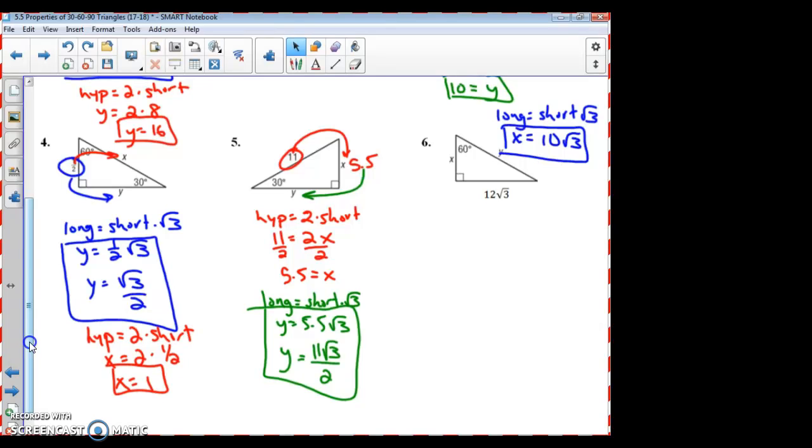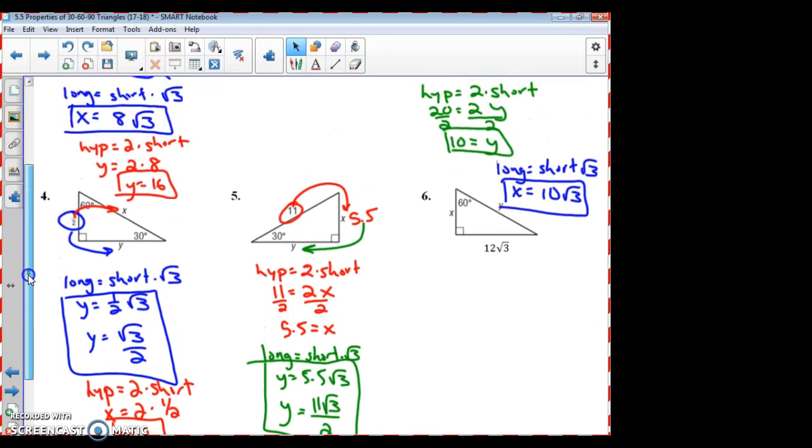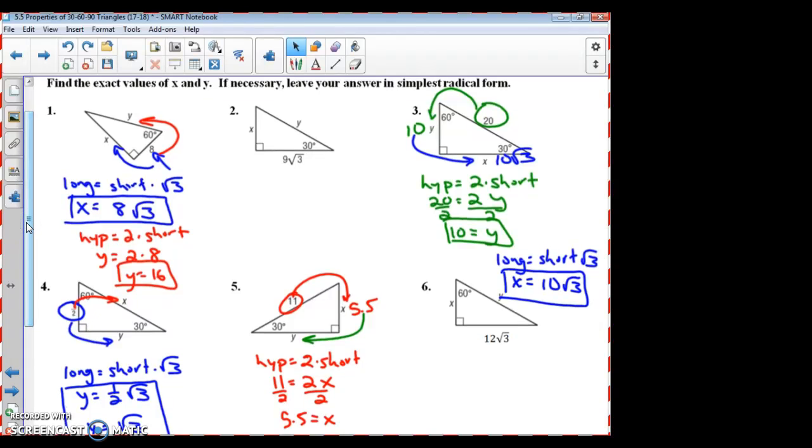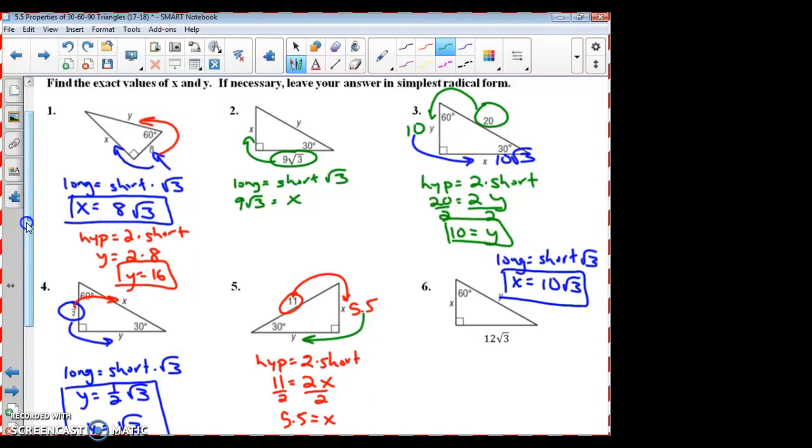So the last relationship that we're going to look at is what happens if we know the long side. And so looking at question 2, we know the long side, working towards the short side or the short leg. The long leg is the short times the square root of 3. The long leg is 9 square roots of 3. The short side is unknown. So to undo multiplication, we can divide by the square root of 3. And so the short side turns out to be 9.